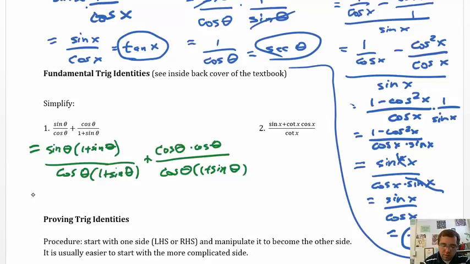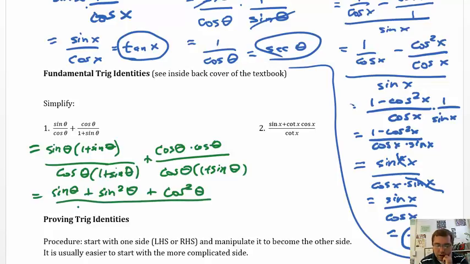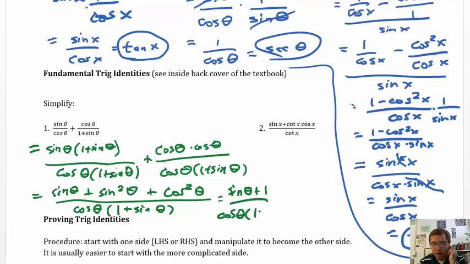Now let's simplify everything into one fraction. I'll distribute that sine of theta into that parentheses there. You get sine of theta plus sine squared of theta. And then in the other fraction, I have a cosine of theta times a cosine of theta. Well, that's cosine squared of theta, all over cosine theta times 1 plus sine of theta. Well, what is sine squared plus cosine squared? It's just 1. So in the top there, I have sine of theta plus 1 over cosine of theta times 1 plus sine of theta.